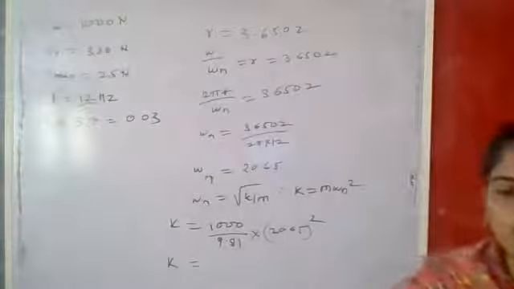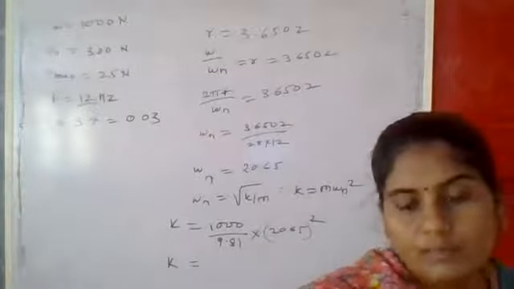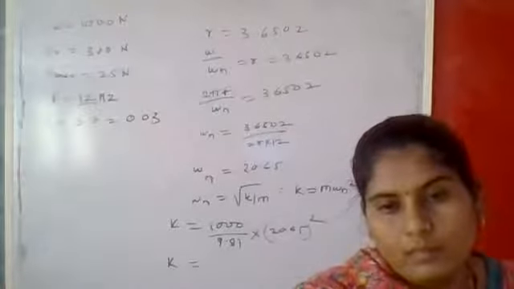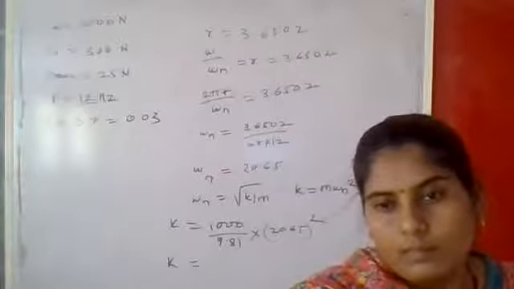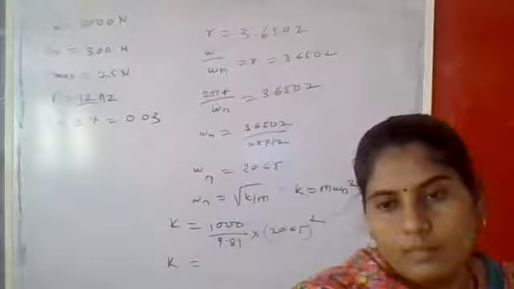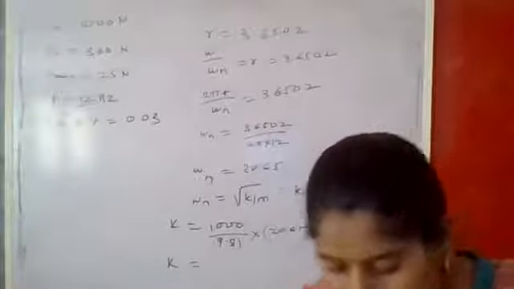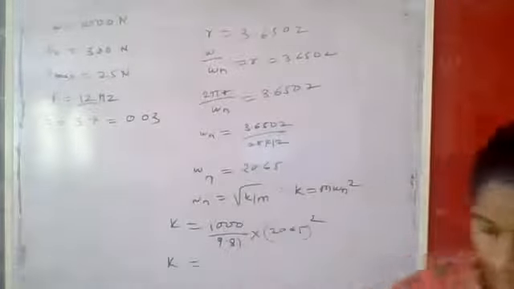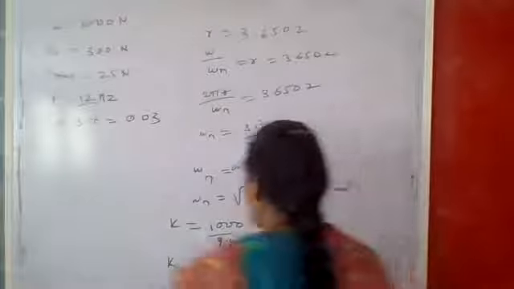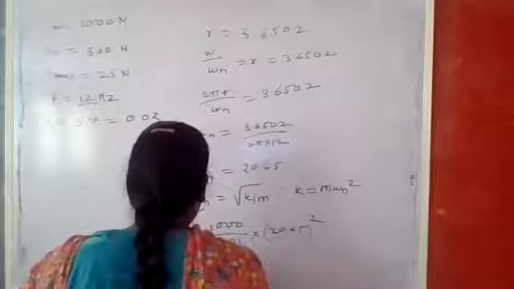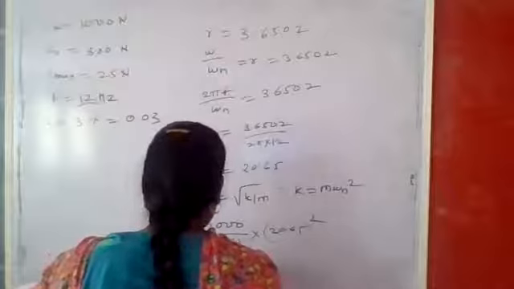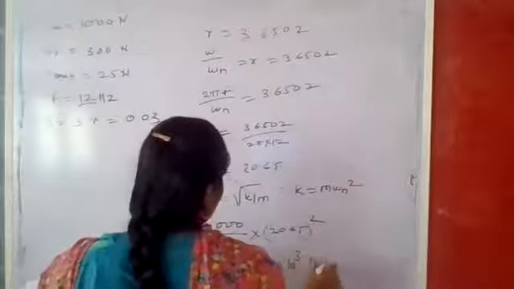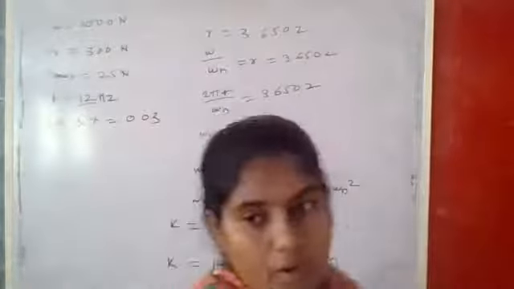Which is the value? Please tell me the answer of k. What is the k value? From my side, that value is 130.479 into 10 raised to 3 Newton per meter. That is the value of k.